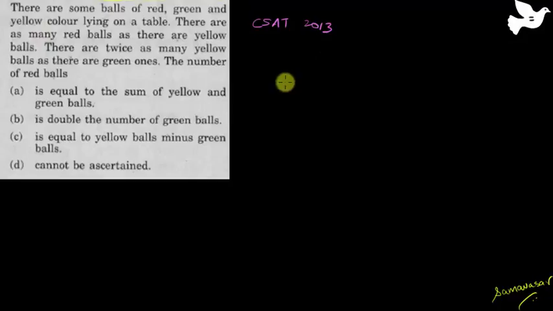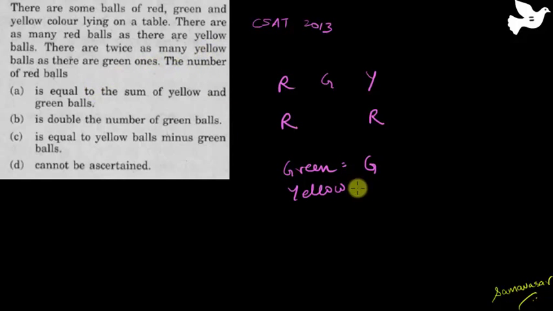It says there are some balls of red, green and yellow color. There are as many red balls as there are yellow balls. So let me say there are R balls of red color. So yellow balls are also R. Then he says there are twice as many yellow balls as there are green ones. So if my green balls are equal to G, then how many yellow balls do I have? Yellow balls are 2 times G.